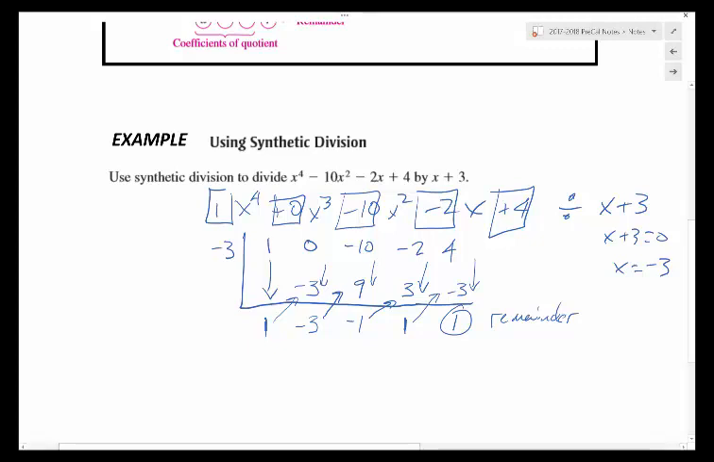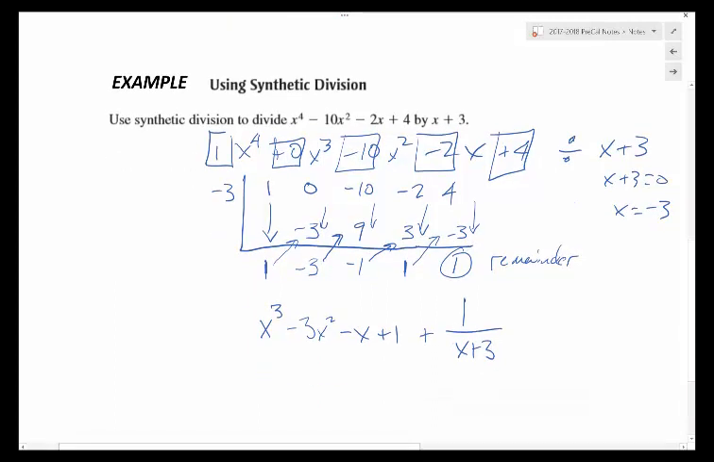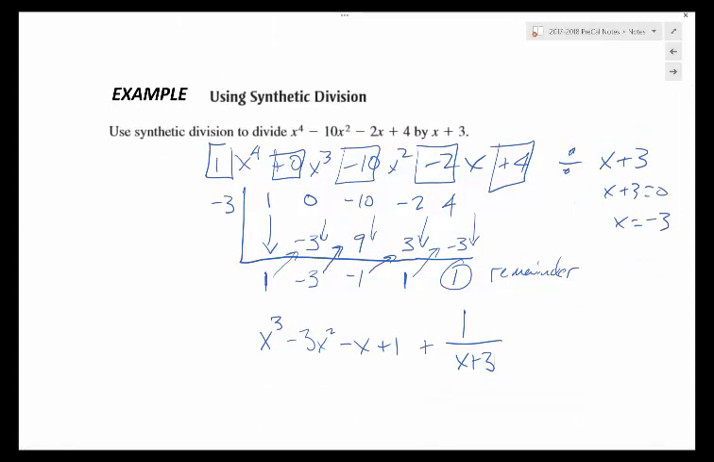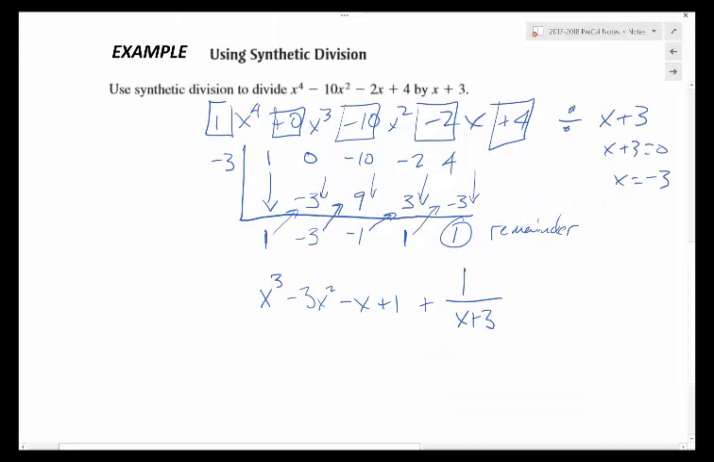So when I divide it by x plus 3, I get x cubed minus 3x squared minus x plus 1, and I will have a remainder of 1 over x plus 3. Whatever my remainder is, I can put it over my original divisor of x plus 3. Now, if you had gotten a remainder of 0, that would mean it's a factor.